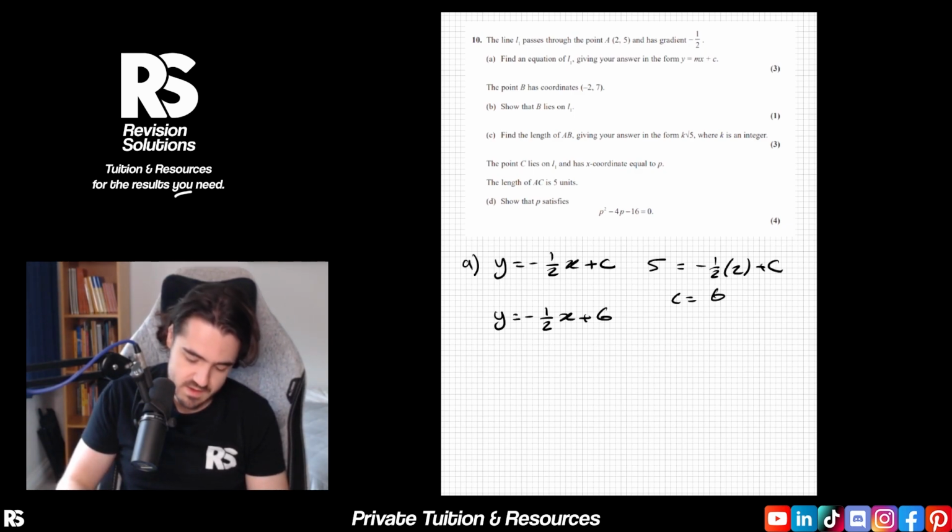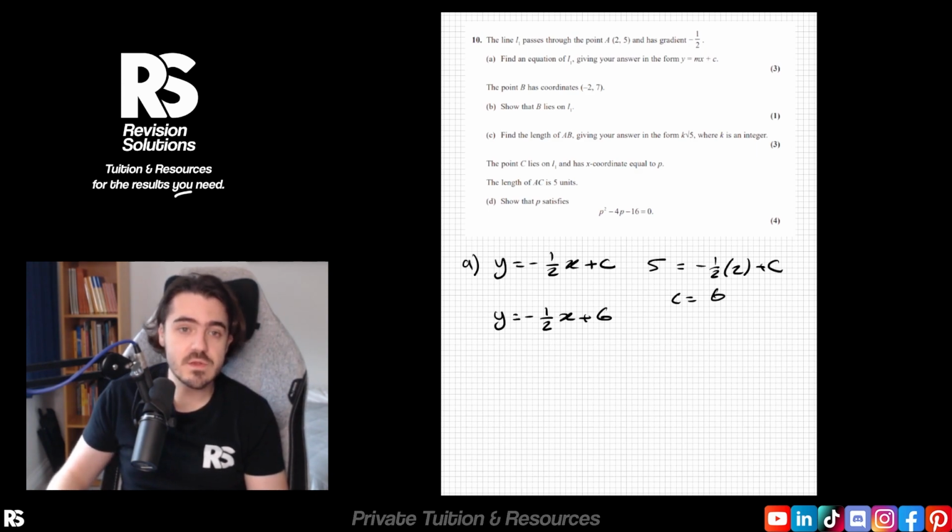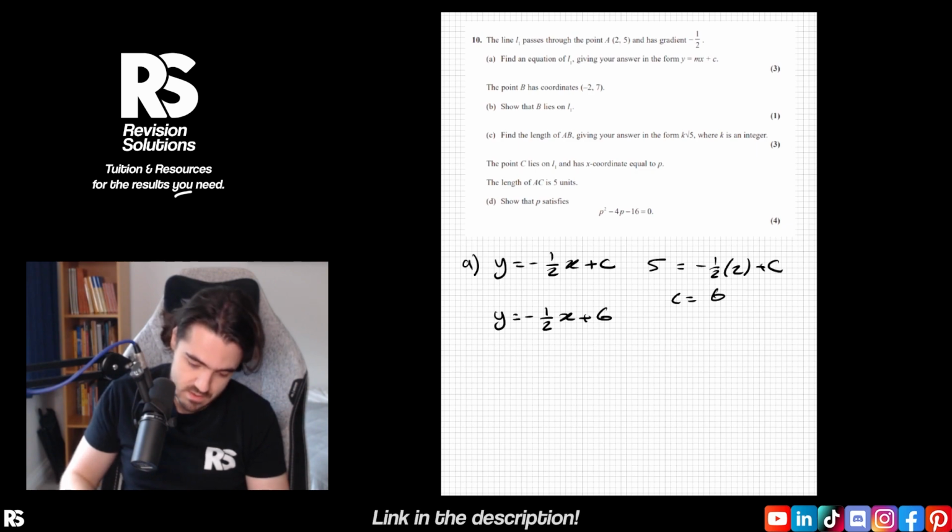Okay, and now for part B, it says the point B has coordinates -2, 7. Can we show that that lies on L1? Well, we can verify that lies on L1 just by subbing in one of the coordinates and seeing that the other one checks out. So I'll plug in -2, say, and we're expecting to get y to be 7. So then we'd have y equals -1/2 times -2 plus 6. -1/2 times -2 would be 1. 1 plus 6 does indeed give us 7.